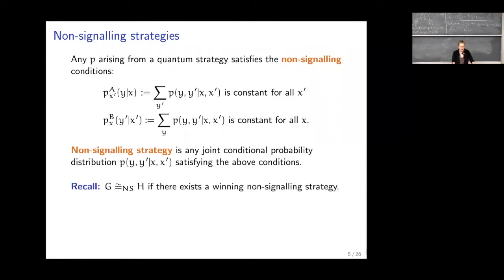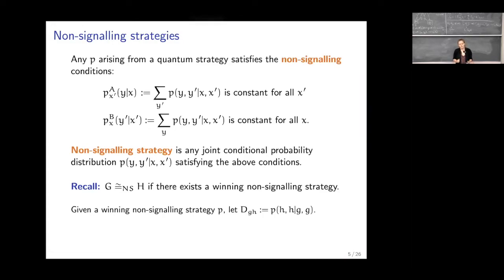Remember we defined non-signaling isomorphism as the existence of such a non-signaling strategy. So we are asking for a probability distribution P that satisfies these two conditions and has zeros in those spots that correspond to losing answers. And next, I will try to relate this non-signaling isomorphism to some terms that will probably be very familiar to you.